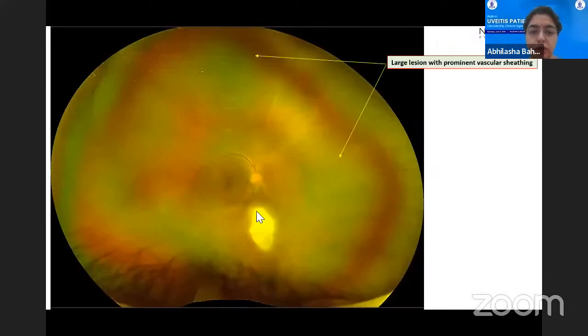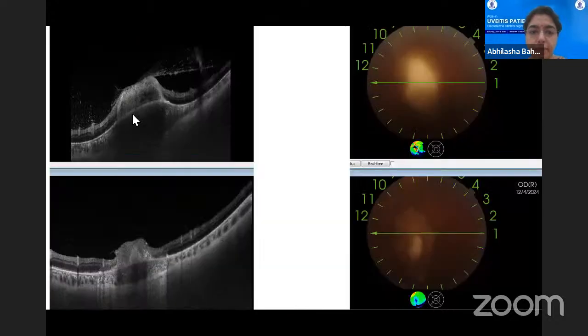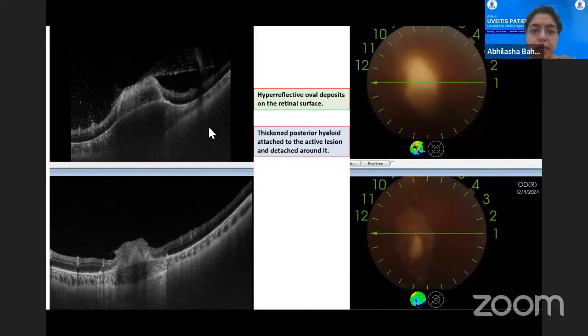Now, this is a case of a large lesion with prominent vascular sheathing. Here, again, there are hyperreflective oval deposits on the surface of the retina, and there is thickened posterior hyaloid, which is attached to the active lesions, and it is detached around it. Again, healing is with scarring.